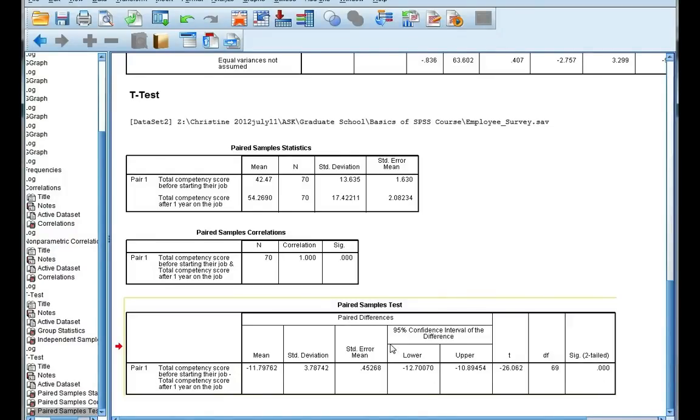The last thing is the 95% confidence interval. You may or may not need this, but this is the confidence interval for the difference. So that means it's for this mean value here. And what it's saying is that we're 95% confident that the actual mean difference between total competency before and after 1 year on the job is between minus 12 and minus 10. And that means that we're very confident that the competency score before starting the job is always going to be less than the competency score after 1 year on the job.